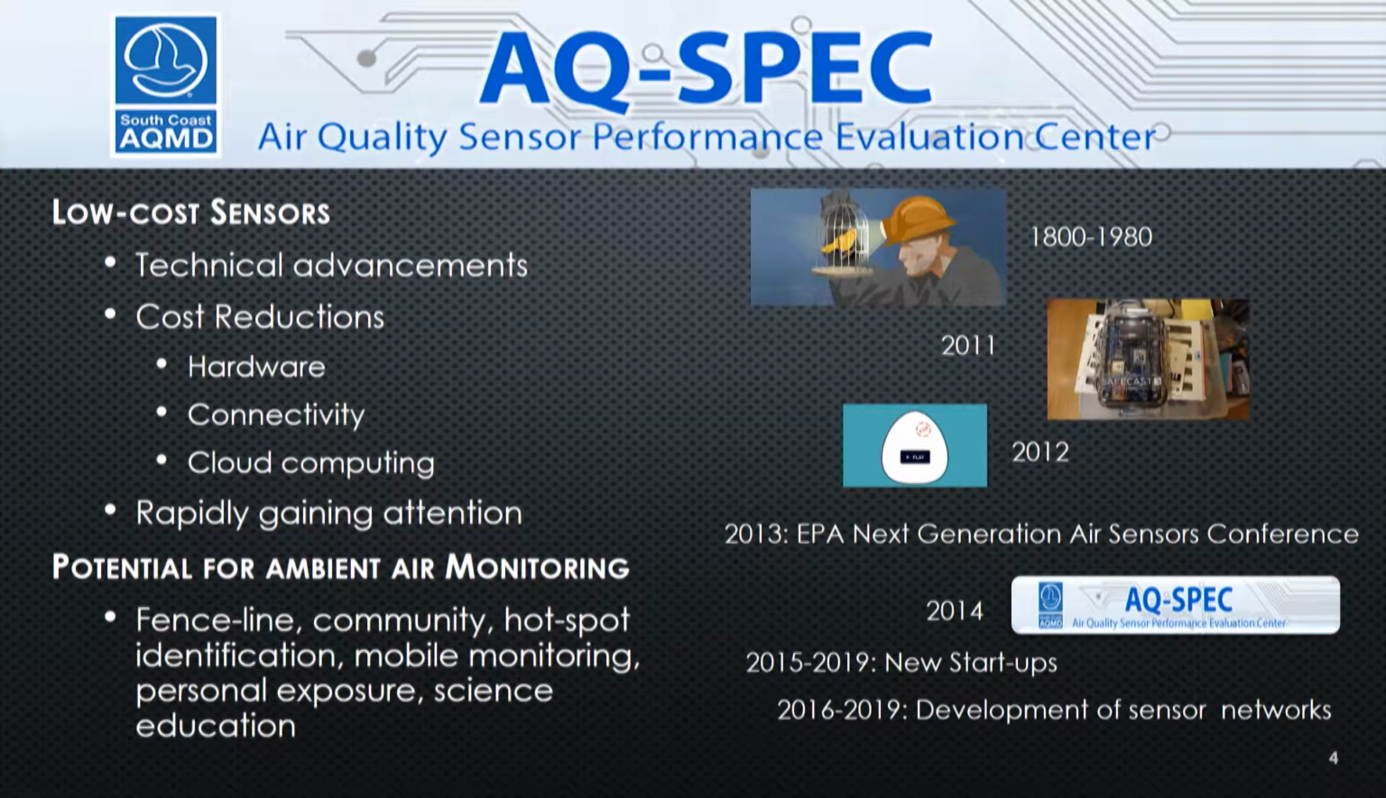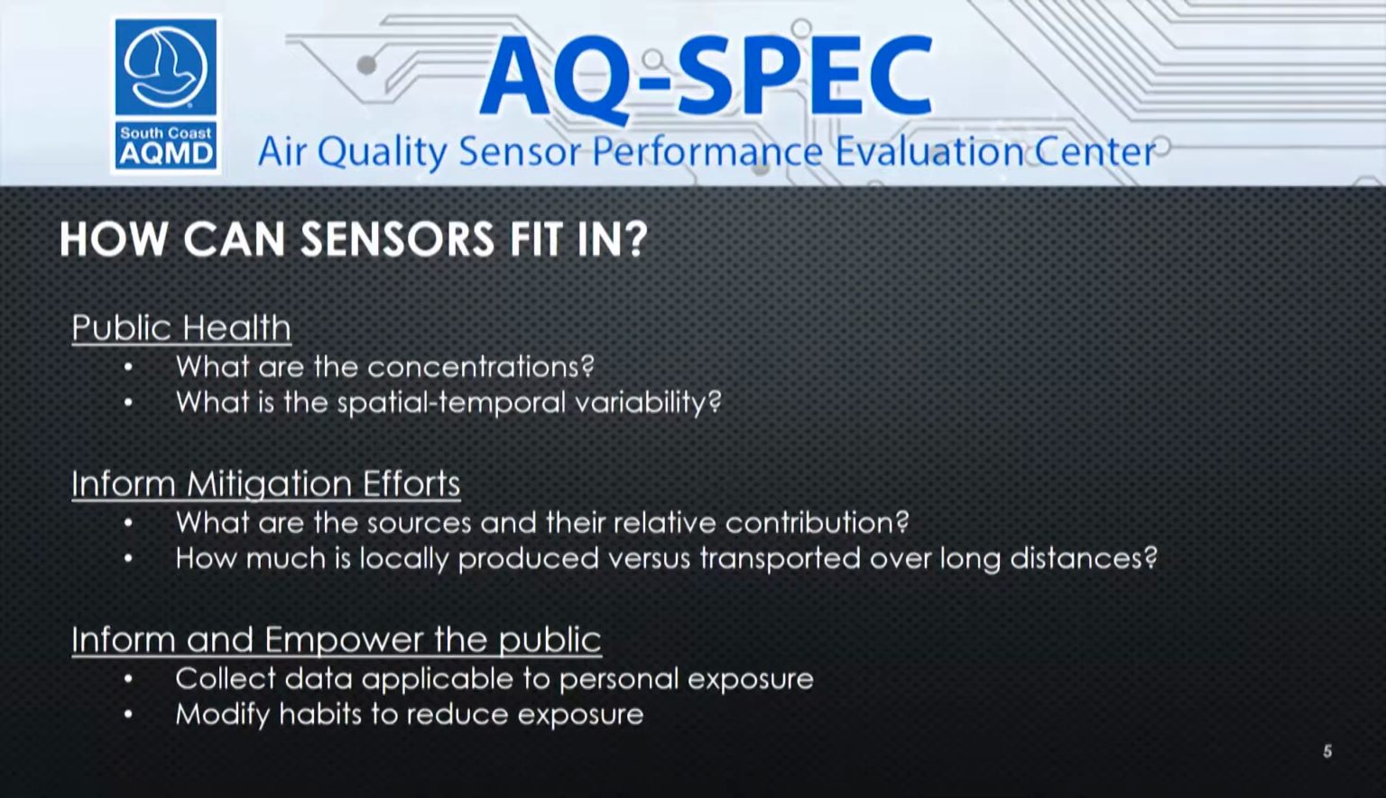Since then, in the last couple of years, there's been a significant increase in startups selling sensors on the market, ranging from $150 all the way up to $3,000. And if you look at the literature, there's been a lot of work by researchers developing networks of sensors, increasing that spatial temporal resolution. Some of the potential applications for these sensors are fence line, community, hotspot, personal exposure, and science education.